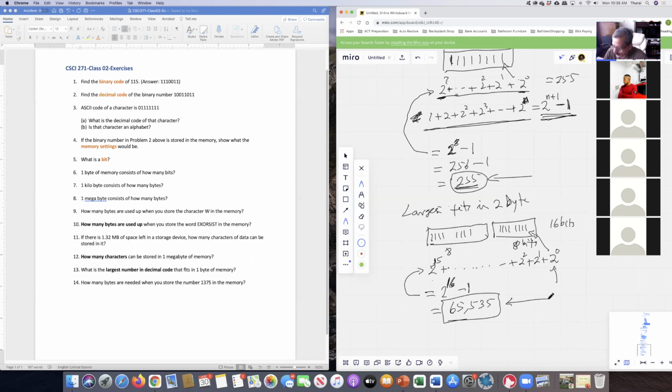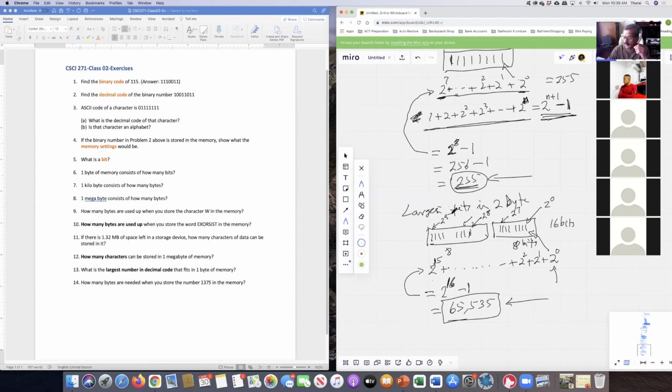So when you have 2 bytes together, this bit represents 2 to the 0 and this bit represents 2 to the 7. Now this bit represents 2 to the 8. And that's why it's not double of 255, because these bits represent larger numbers, 2 to the 8, 2 to the 9, all the way to 2 to the 15. So much larger than 2 times 255 can fit in here, which is 65,535 to be accurate.